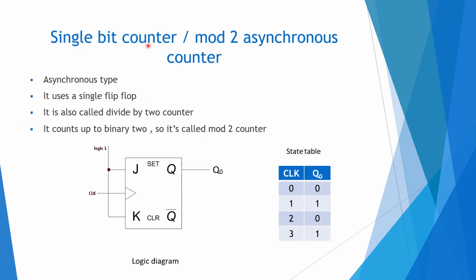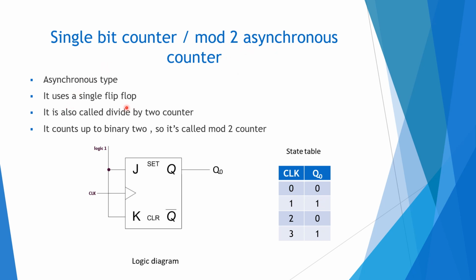So let us start with the single bit counter. It is also called a mode 2 asynchronous counter. First we will look at asynchronous counters. Why it is called mode 2 is because of the number of states of the counter. It is counting 0, 1. Here you can see in the state table it is counting 0, 1, 0, 1 like that. So there are two states in the counter, so it is called a mode 2 asynchronous counter.